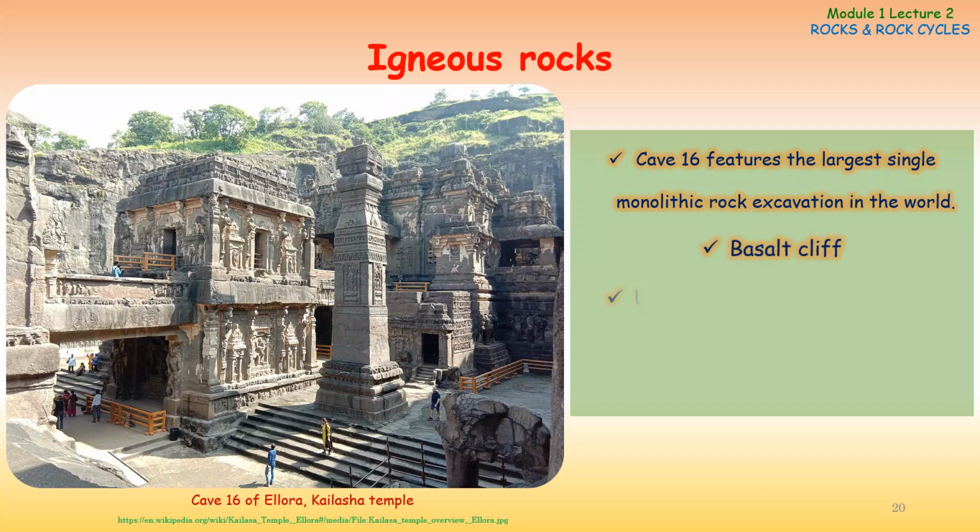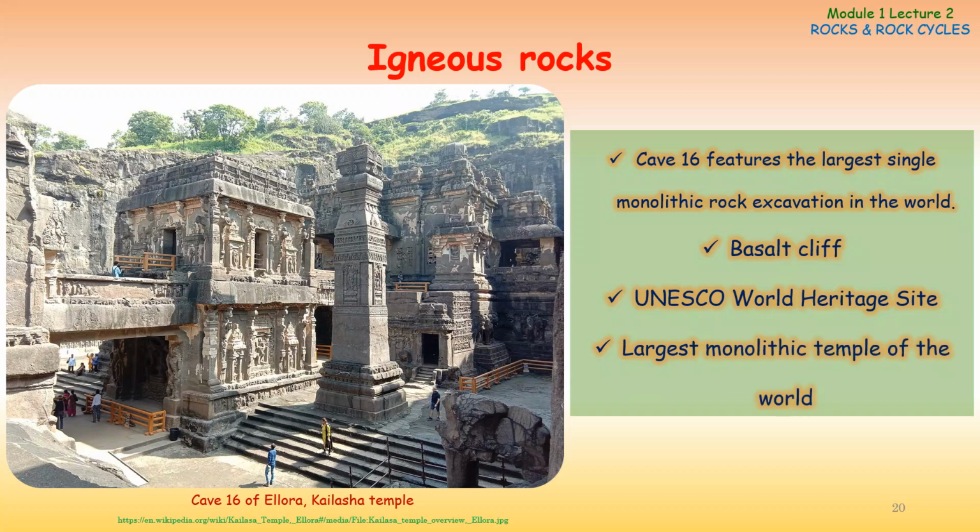Listed as a UNESCO World Heritage Site, the Kailash temple is in the Ellora caves near Aurangabad district of Maharashtra. The Kailash temple, the largest monolithic temple of the world, is an excellent example of structural innovation and marks the culmination of rock cut architecture in India, featuring elaborate workmanship. Monolithic temple means a structure carved from a single piece of rock.